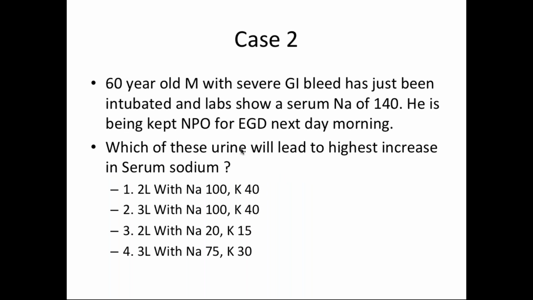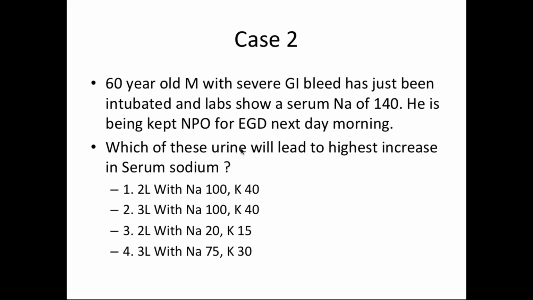This is a 60-year-old male with a severe GI bleed who has just been intubated. The labs show a serum sodium of 140. He is being kept NPO for the endoscopy that is planned for the next day. I've put in 4 different kinds of urine that he has excreted, and the question is, which of these urine outputs would lead to the highest increase in serum sodium?